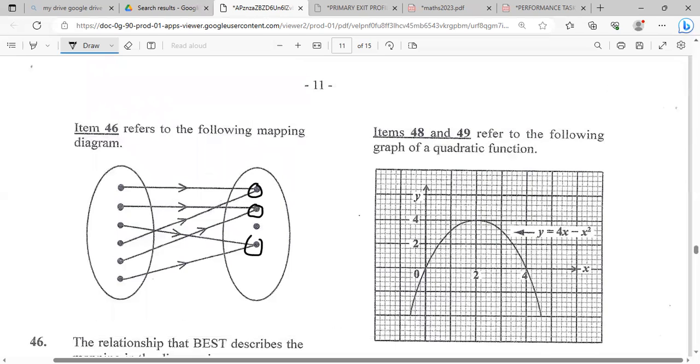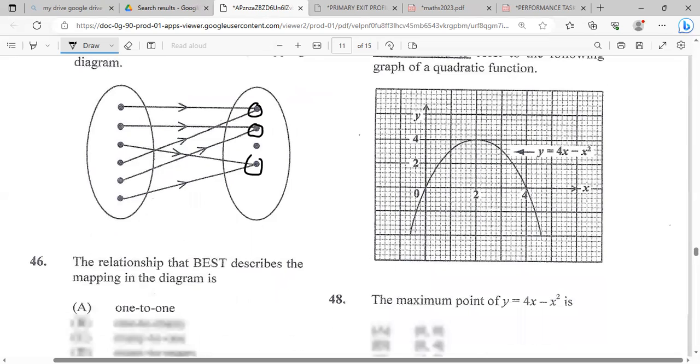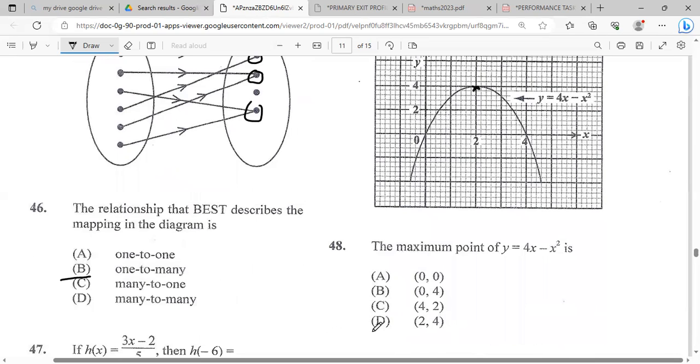Items 48 and 49 refer to the following graph of a quadratic function. The maximum point of y equals 4x minus x squared is, now the maximum point would be the highest part on the graph. So clearly we can see that here is the maximum, all right? So we have 2, 4, because we read our x first and then our y. So that's D.